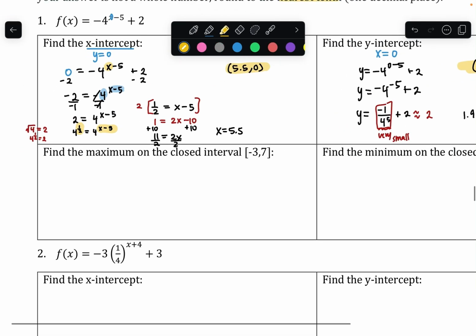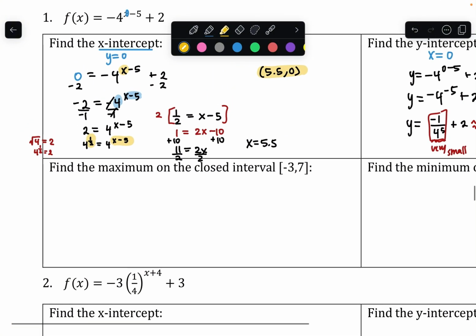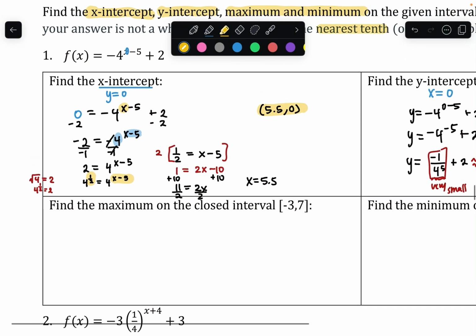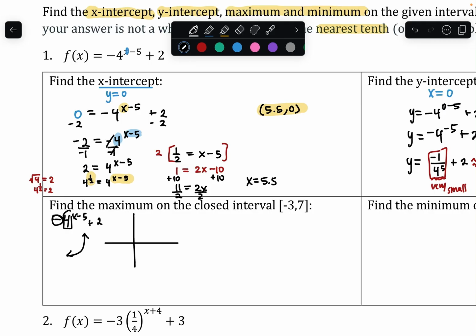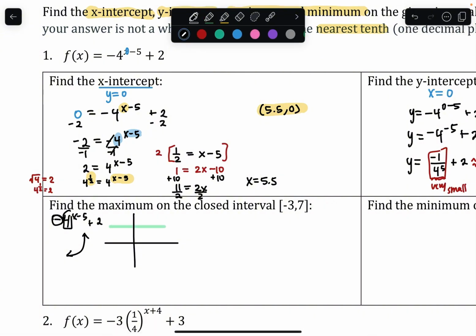Okay. Next, we are going to find the max and min on this closed interval from negative 3 to 7. And so just picturing what this function looks like, we have negative 4 to the x minus 5 plus 2. It has a base of 4, so we know it's going to grow, but it's been reflected. Okay, and so if I were to sketch this, the horizontal asymptote is at 2, and the entire function is below it, reflected. Okay, so this is a decreasing function, decreasing.